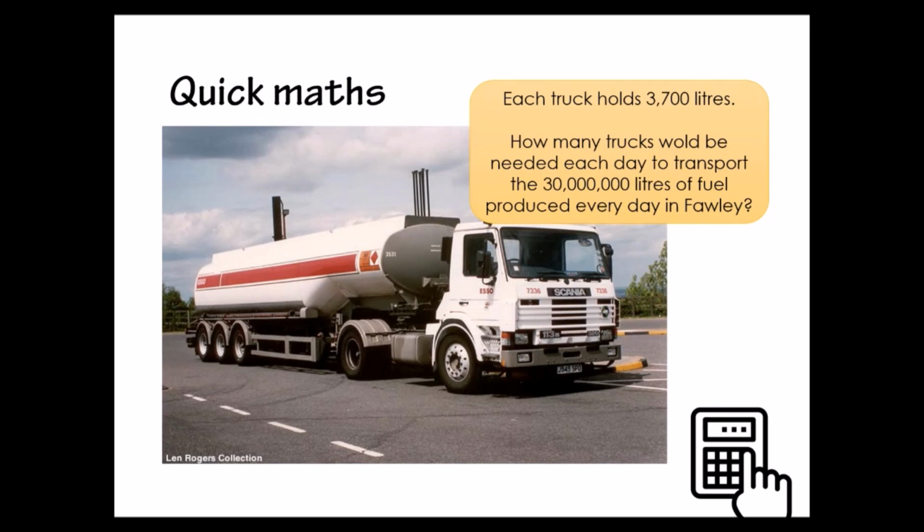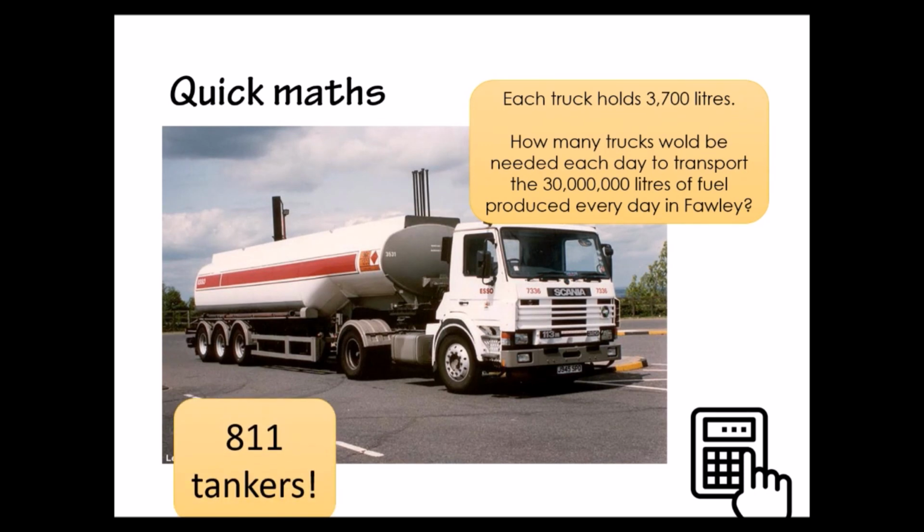So if we understand that each truck holds 3,700 litres, I'd like you to think about how many trucks would be needed each day to transport 30 million litres of fuel produced every day in this Fawley refinery. So give it a go. I'm going to pause for a brief second whilst you work that out, and then we are just going to check that you've managed to calculate that successfully. Okay, so let's see if we manage to work that one out. So you should have come up with 811 tankers.